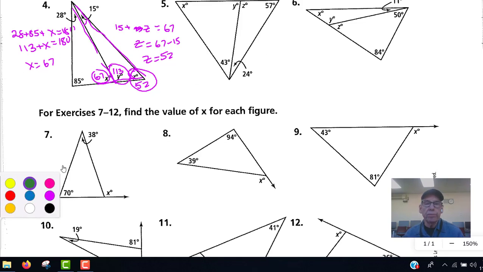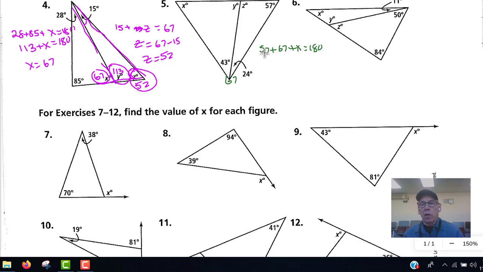Let's look at the next one, number 5. These three angles in the big triangle need to add to 180. So 24 and 43 gives me 67 degrees. So that big angle is 67 degrees. And we have 67 and 57, and x makes 180. So 57 plus 67 plus x equals 180. 57 and 67 is going to be like 110 plus 14, which is 124, plus x equals 180. Take 124 away from both sides. x is going to be 56. So this is 56.